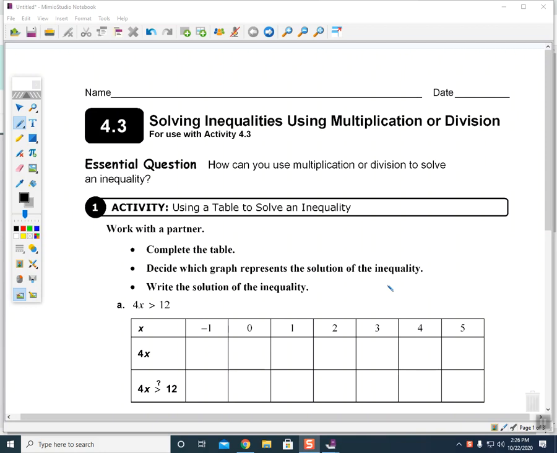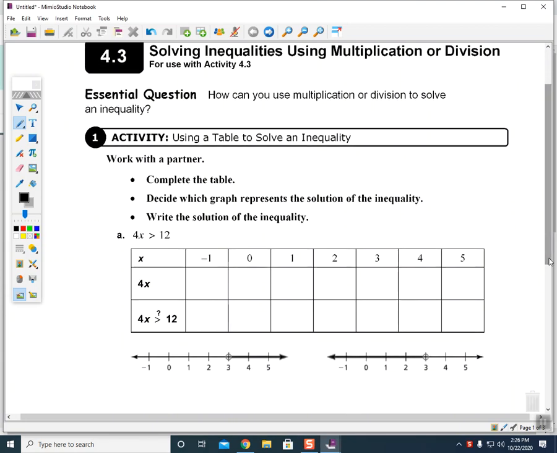So we have been talking about adding and subtracting using inequalities. We're going to move on to multiplication and division of inequalities. So our essential question we're looking at is, how do we use multiplication or division to solve an inequality?